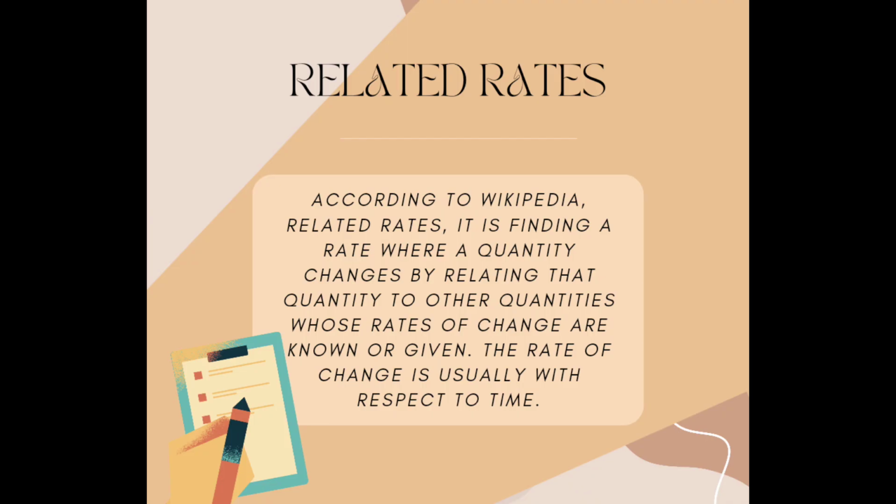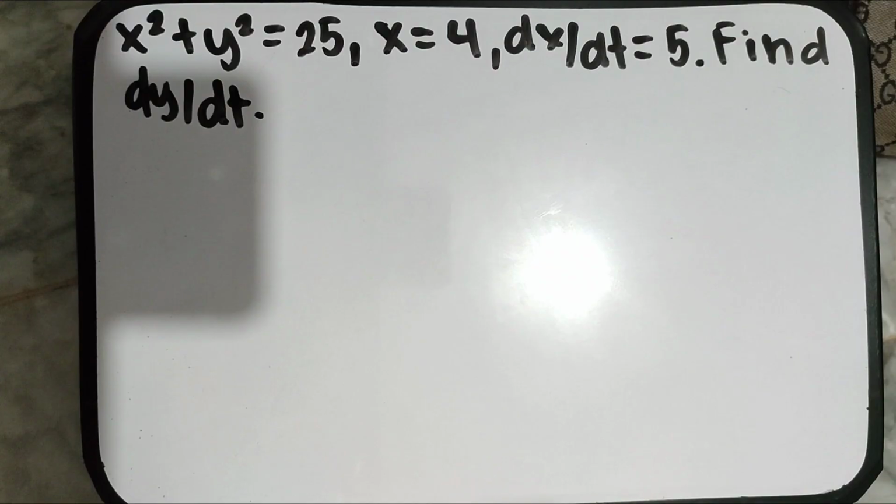Related rates. According to Wikipedia, it is finding a rate where a quantity changes by relating that quantity to other quantities whose rates of change are known or given. The rate of change is usually with respect to time. So, let's refer to this example.